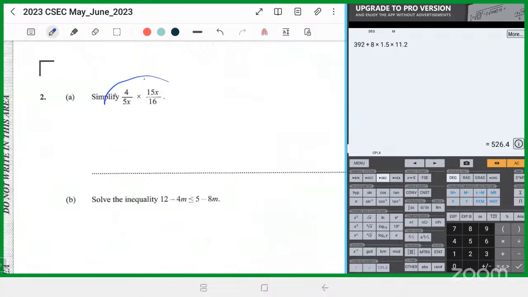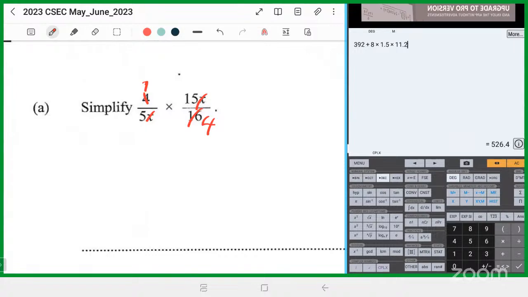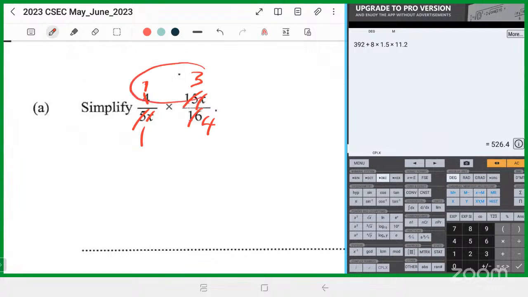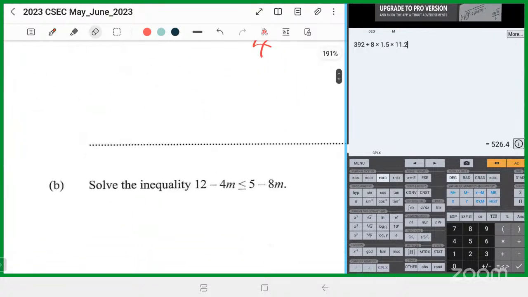This one, simplify this, and the multiplication. So this can just be cancelled down, right? Cancel down, dividing the like terms. Cancel the x there. Then 4 into this goes 1 time and 4 into this goes 4 times. And then 5 into this goes 1 time and 5 into that goes 3 times. Notice, 1 times 3 is 3 and 1 times 4 is 4. Good. Nice and easy. Next question.